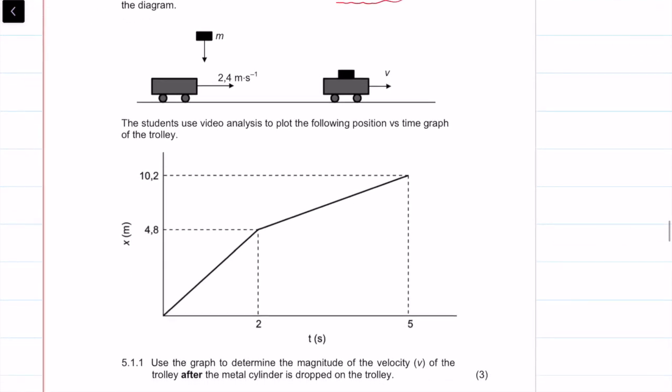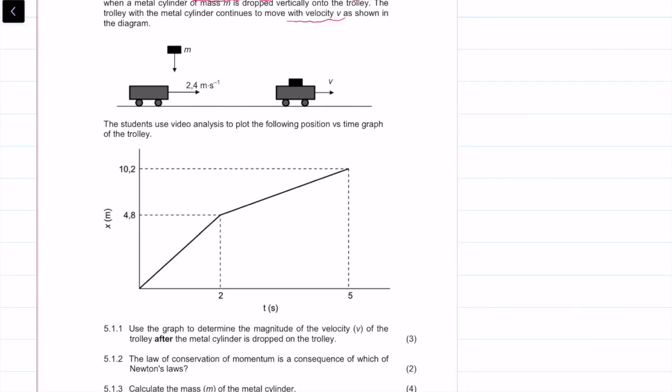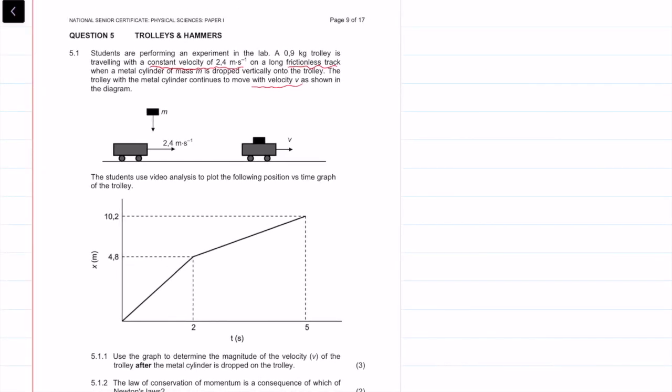Okay, cool stuff. Then it says the students use video analysis and they've plotted the displacement time graph, or position time graph, which is shown. Question 5.1.1 says use the graph to determine the magnitude of the velocity v of the trolley after the collision. So essentially here is before, and anything after this point is after.